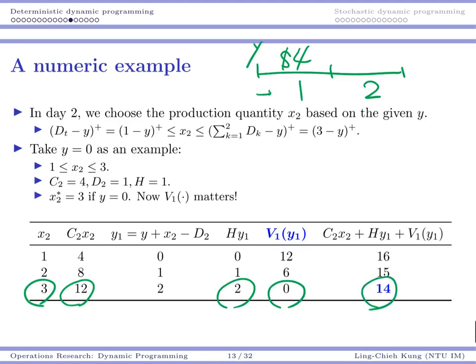Turns out that this is the optimal thing to do for today. Well, if you look at the setting here, for any unit you produce for today, you pay $4. And store that for 1 day, you only pay $1. That's cheaper than $6, right? So that's why today your optimal decision is that you should produce 3 units to satisfy all the demands for today and tomorrow.